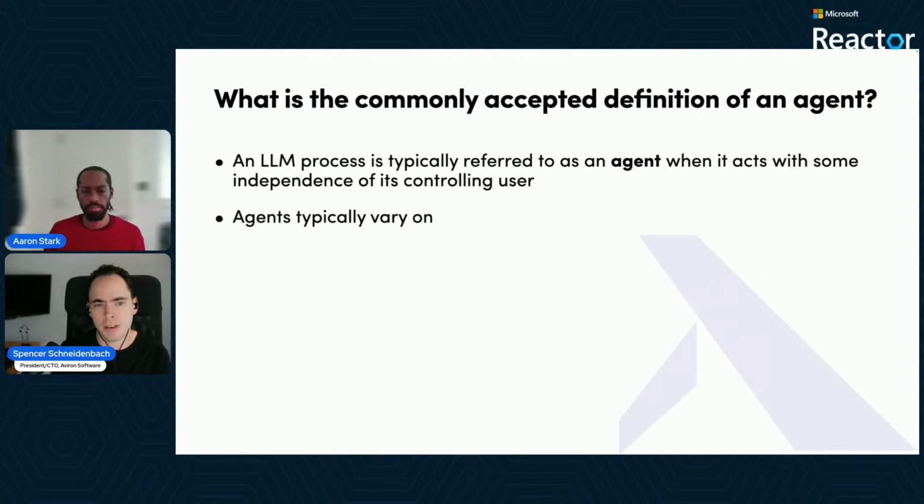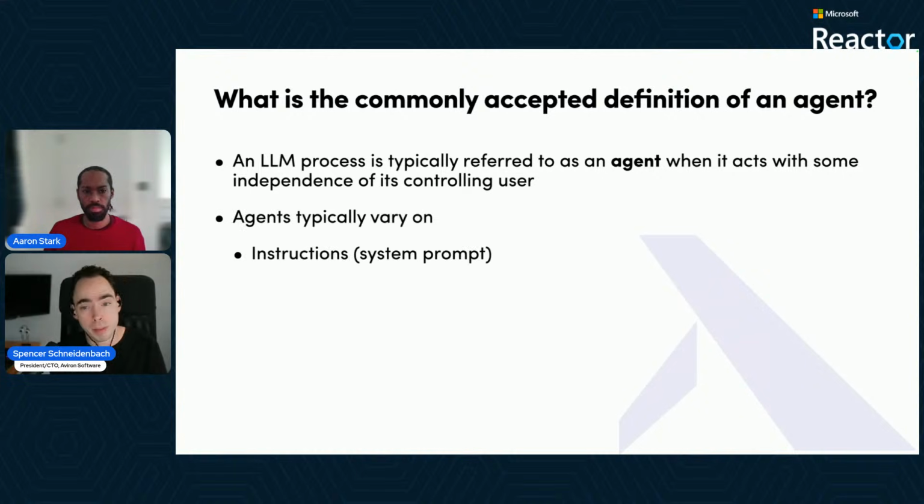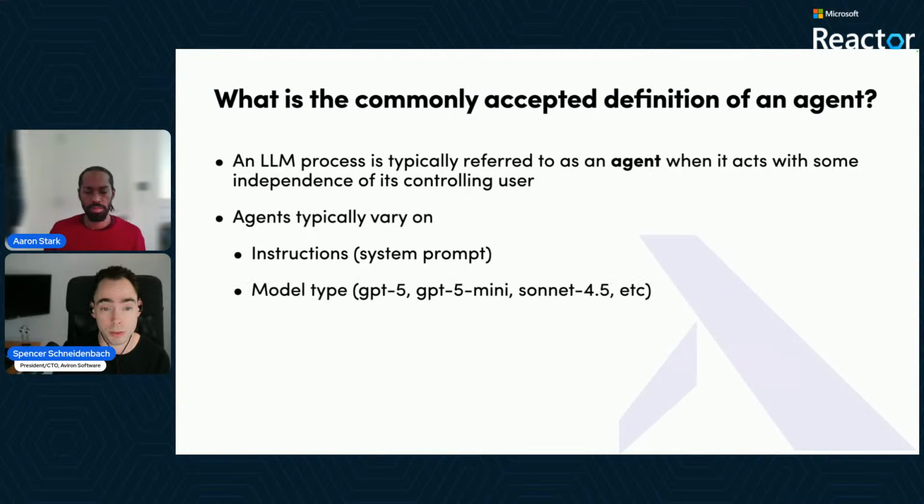And they typically vary on a system prompt. If you're not familiar with that, a system prompt is basically a way to provide additional instructions, like, hey, your name is Barry, or this is what you're allowed to talk about, and this is what you're not allowed to talk about. The instructions that you can give an LLM call ahead of actually doing some kind of work. That's what a system prompt is. It typically varies on the model type. So an agent isn't necessarily... you could have an agentic system.